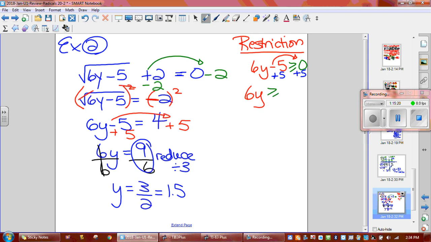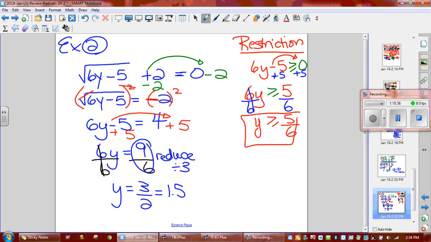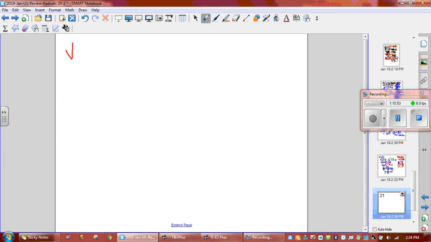So now we actually have to do the check, left side, right side. So I'm going to rewrite the equation. Root 6y minus 5 equals negative 2. Or we could use the original equation. Let's use the original one. Plus 2 equals 0. So we would draw a line. We've got our left side, our right side. So now we're going to stick in the answer for y.